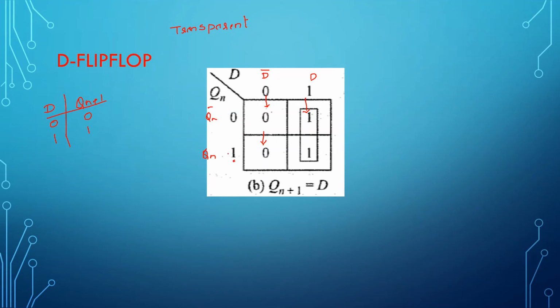Now here, no quads, no octets, but I can find a pair. And the term corresponding to this particular pair is what? Qn bar is becoming Qn here. D is remaining constant. So this will be D. So you can write Qn plus 1 equal to D, which is the characteristic equation of your D flip-flop. So this is how you write the characteristic equation of the D flip-flop.